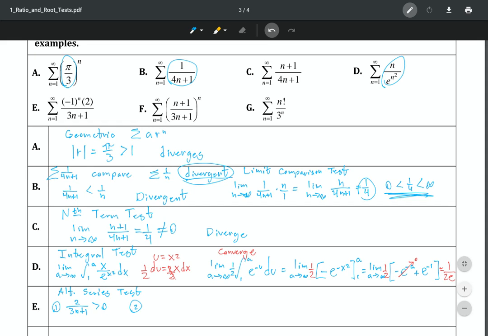Number two, I have to make sure that it's decreasing, and it is, right? Hopefully you can see that. The sequence is decreasing. And then on number three, I have to see if the limit as n goes to infinity of 2 over 3n plus 1 is equal to 0, and it is, then this means that the series will converge.